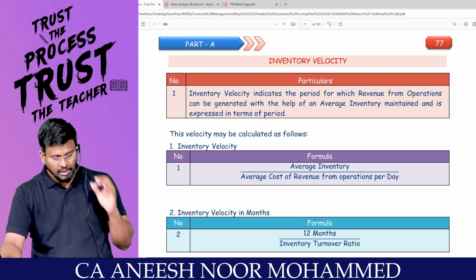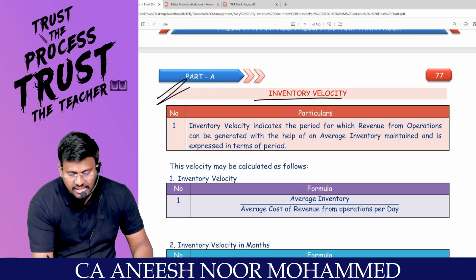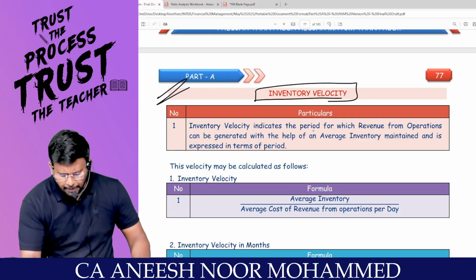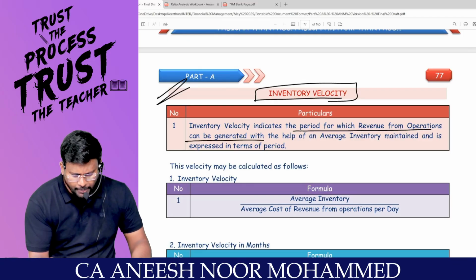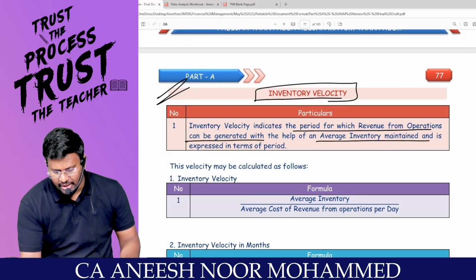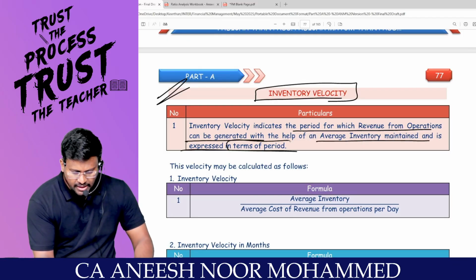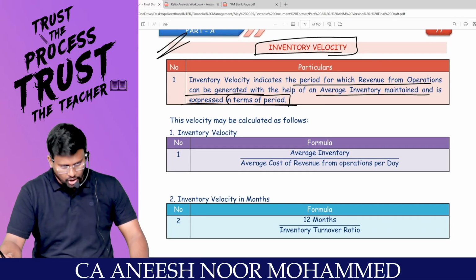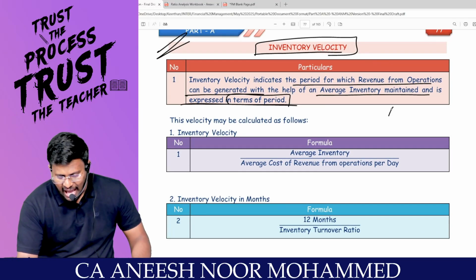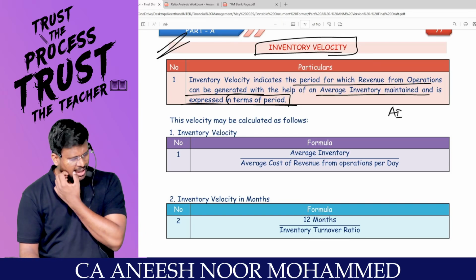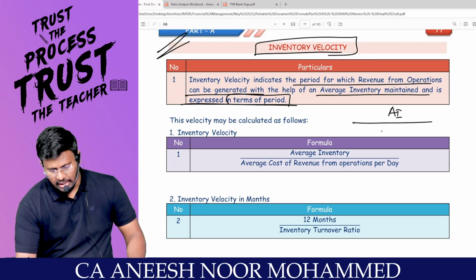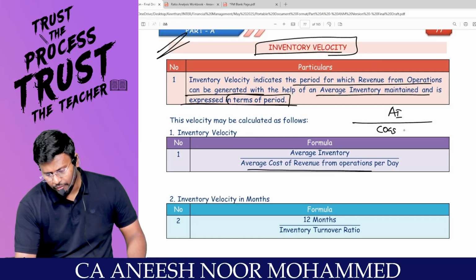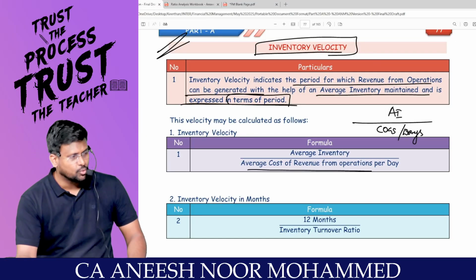Right, sir? Next one, inventory velocity. I will use the word velocity. Velocity means the period for which the revenue from operations can be generated with the help of inventory maintained, expressed in terms of period. That means inventory velocity, sir, is average inventory divided by cost of goods sold per day.